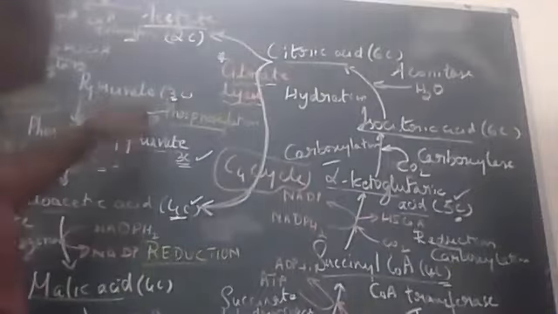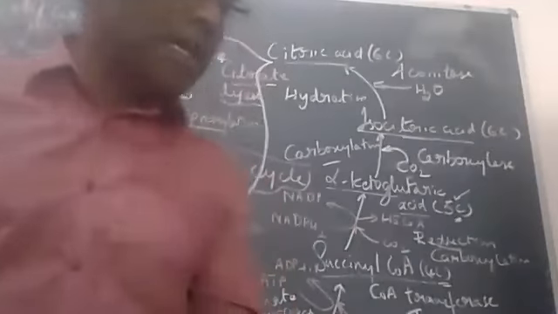Acetate converts to acetyl-CoA. Acetyl-CoA again, 2 carbon becomes pyruvic acid, 3 carbon. The cycle goes like this. This is called the reductive carboxylic acid cycle.